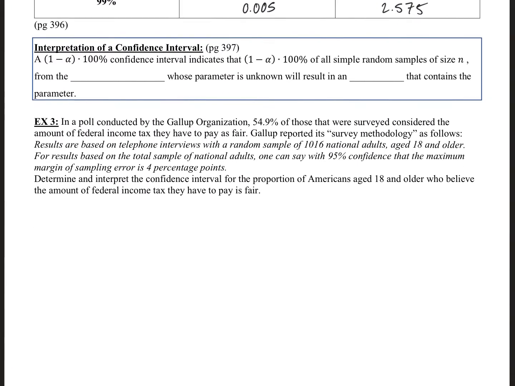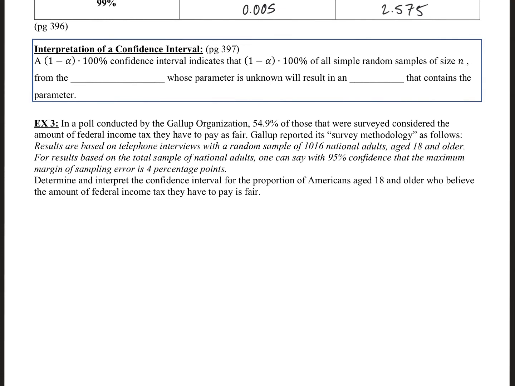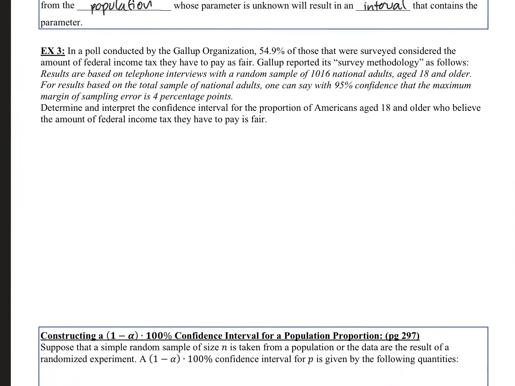Now let's take a look at the interpretation of a confidence interval. A 1 minus alpha times 100% confidence interval indicates that 1 minus alpha times 100% of all simple random samples of size n from the population whose parameter is unknown will result in an interval that contains the parameter. Alright, so let's take a look at an example.